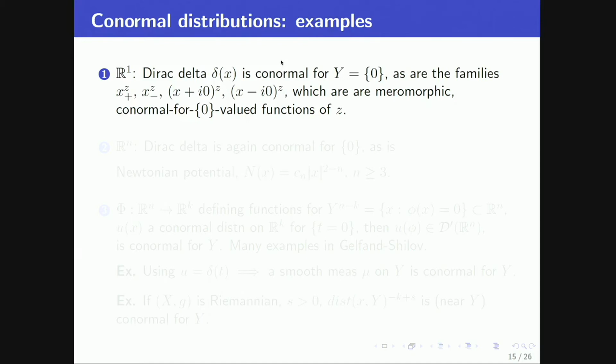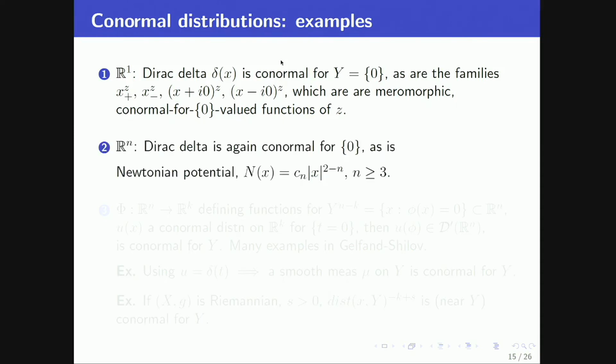as are various analytic or meromorphic families of distributions that are related to the delta function and which come up frequently in scattering theory and harmonic analysis and so on. So you take the positive part of x on the real line, raise it to the z power, that has a well-known meromorphic continuation in z. Same thing for x minus to the z, or x plus or minus i0 to the z. These are all entire or meromorphic valued functions of z in the complex plane with values not just in distributions, but in distributions that are conormal for 0.